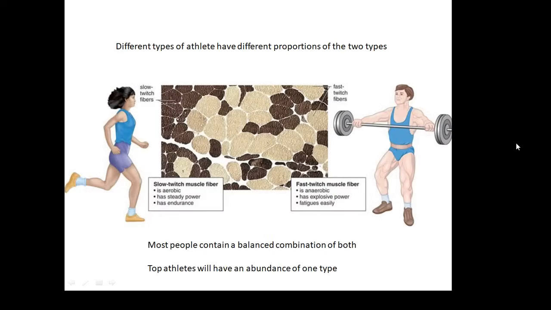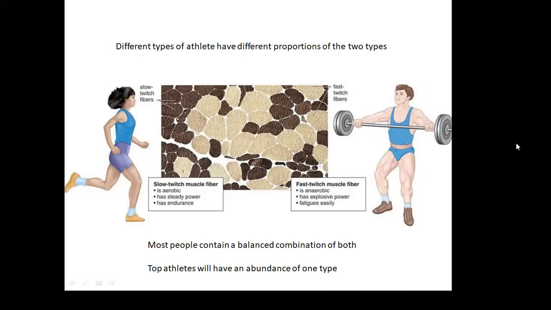Now, different types of athlete have different proportions of the two types. We all have some slow twitch and fast twitch. Slow twitch is typically something like an endurance athlete. A marathon runner will have a preponderance of slow twitch fibres. Lots of aerobic respiration happening, a steady delivery of power. A fast twitch muscle fibre, we're talking anaerobic respiration, fast explosive power like a sprinter, but it tires easily. A sprinter only needs to do his or her bit for 10-15 seconds.